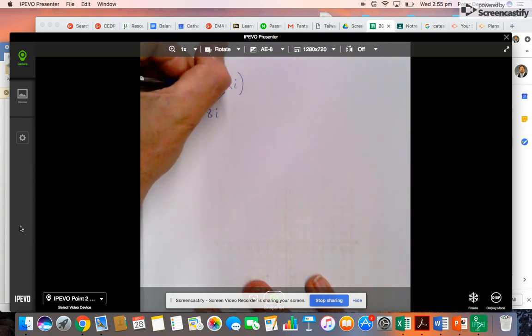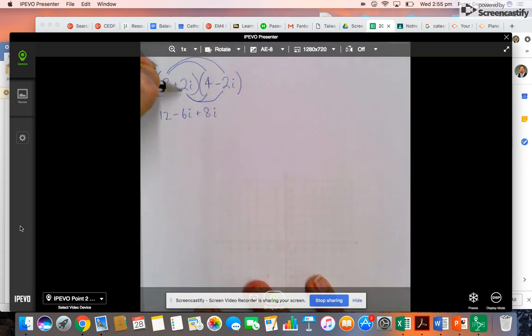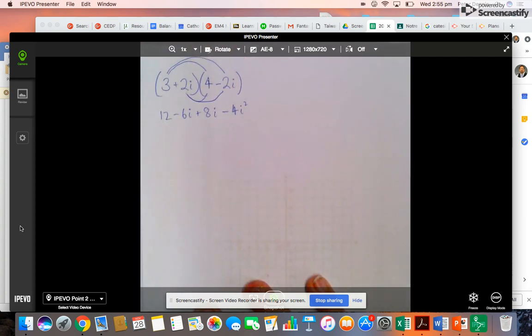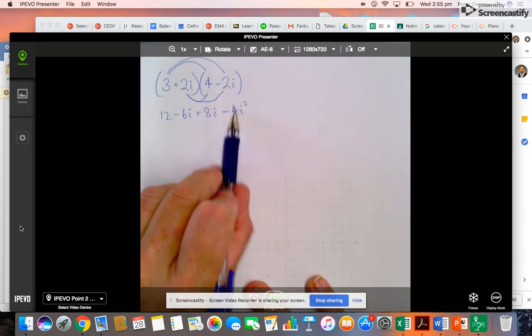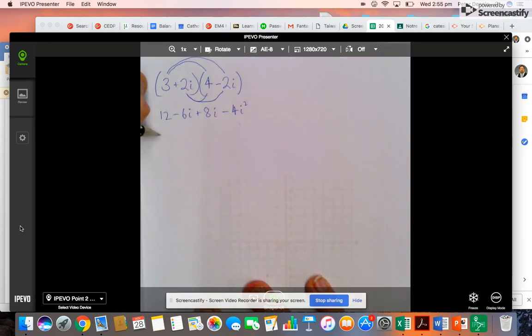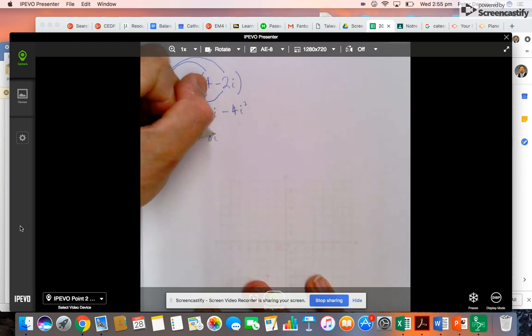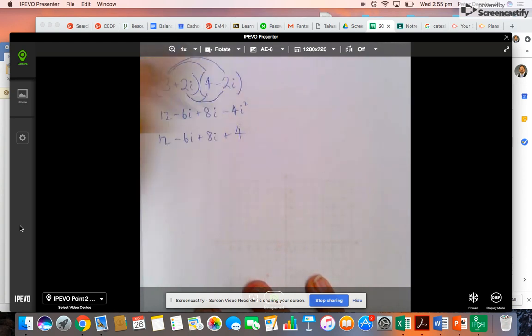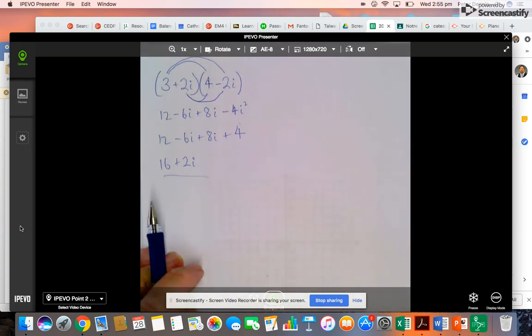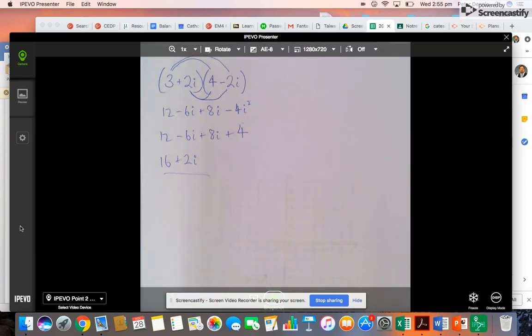And the only thing that's a bit difficult is 2i times minus 2i is minus 4, and you get i squared. So you've just got to remember that this i squared is really minus 1. So you get 12 minus 6i plus 8i, and this becomes plus 4. So 16 plus 2i. And that's all we have to do when we're multiplying complex numbers.